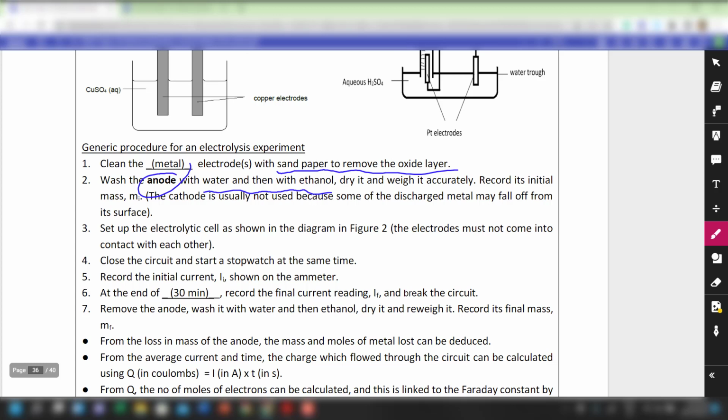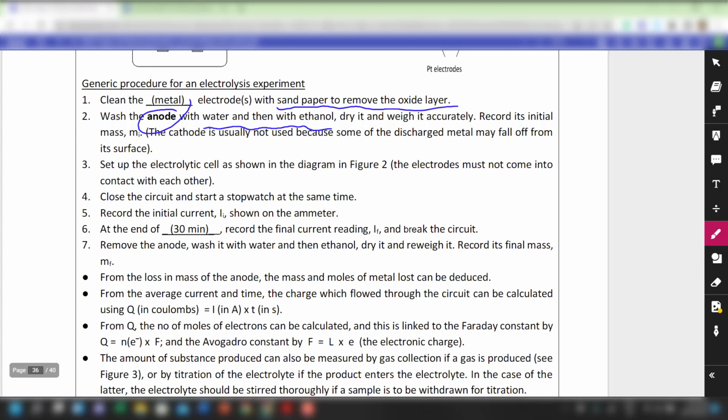Earlier on I mentioned some of the key things, like you need a stopwatch. Remember to close the circuit. You need to measure the current, the final time, and of course the final current reading, because over time the current will fluctuate, so you probably need to take an average. Then determine the mass lost for the anode. Just take the difference, but before you do, make sure you dry your anode and reweigh it, because you don't want to weigh it with water present.